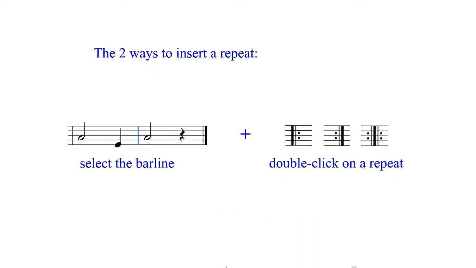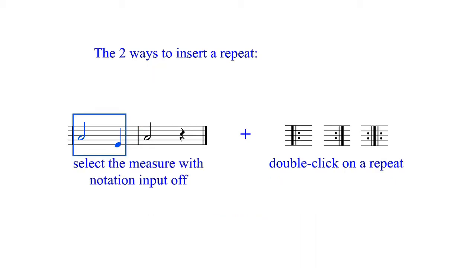To add a repeat, we can either select the bar line or the measure when notation input is turned off and double-click on a repeat symbol. We can also drag and drop a repeat into the score. Some people may find this method more cumbersome. Note that repeating a section of music that has a repeat sign is optional. Certain repeats may be left out depending on the time of a performance.